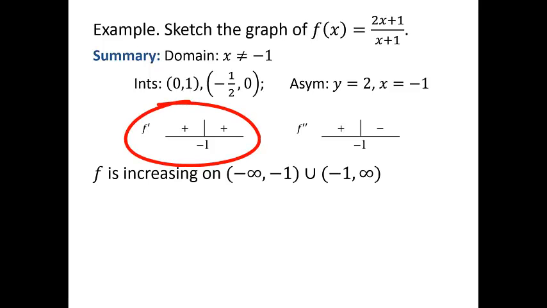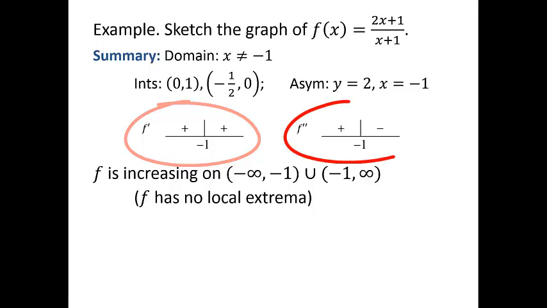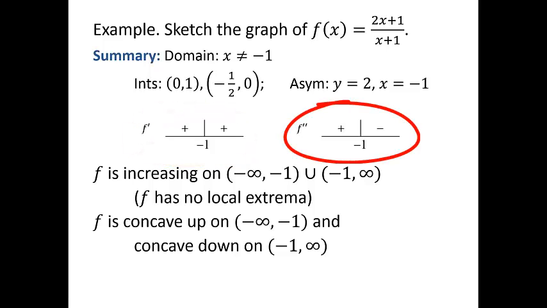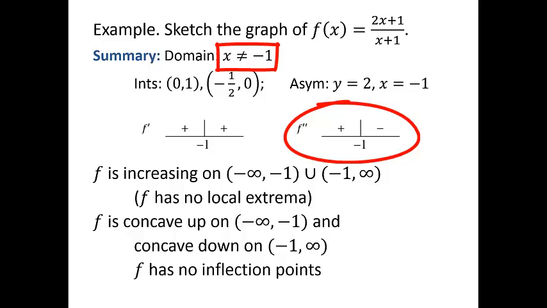From the first derivative, we see that f is increasing from negative infinity to negative 1 and negative 1 to positive infinity. F is never decreasing and has no extrema, so no maximums or minimums. From the second derivative, we see that f is concave up from negative infinity to negative 1 and concave down from negative 1 to infinity. Note that f does change concavity at negative 1, but this is not an inflection point since it's not in the domain of our function. So f has no inflection points.